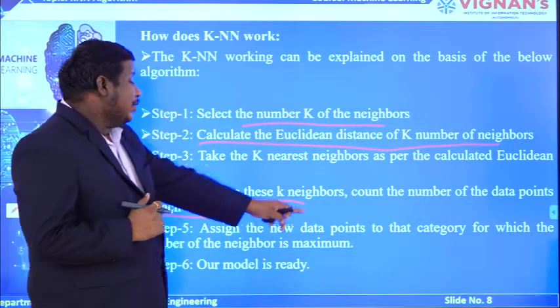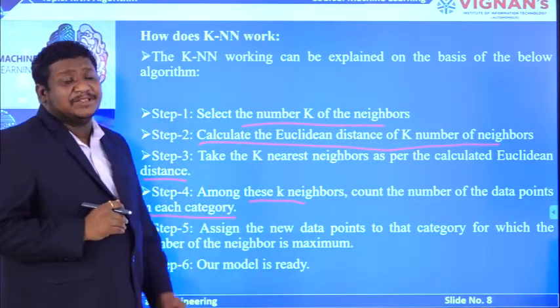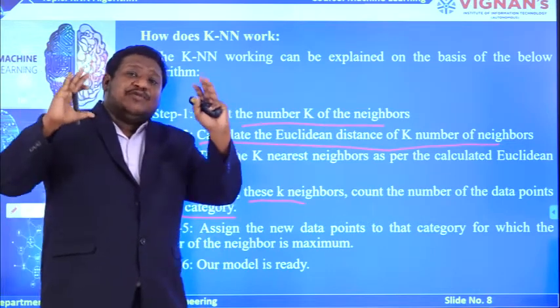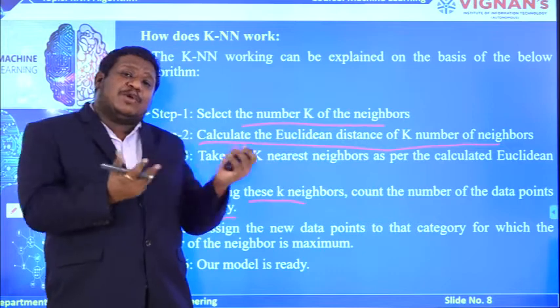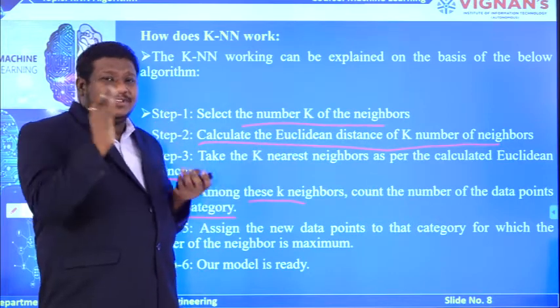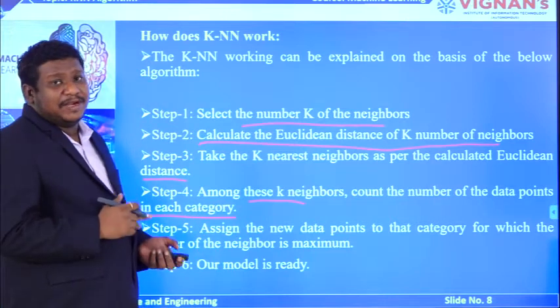Then assign the new data point to the category for which the number of neighbors is maximum. That means from both sets, whichever set has more neighbors, you are going to assign this new data point to that set. That is the logic we are following. So then, step 6, our model is ready. With that, our model is ready.